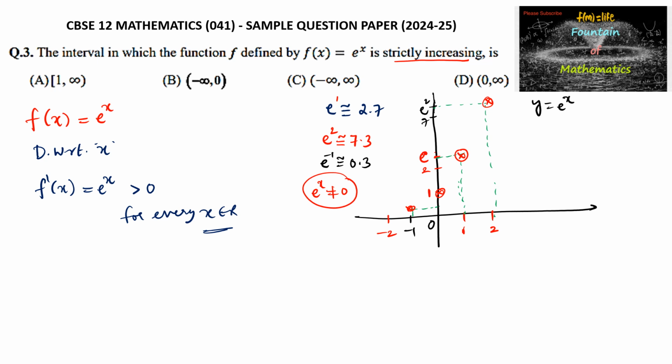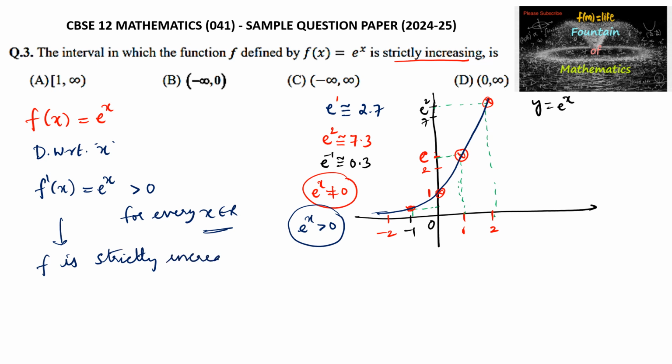And hence we can see the graph. It is always positive, and e to the power x is always greater than 0 and cannot be equal to 0, and hence we can say this function is strictly greater than 0. Even the differentiation is positive, so f is strictly increasing, and this function is increasing on the entire real numbers, x belongs to R, that is minus infinity to plus infinity. So we can go with option C.